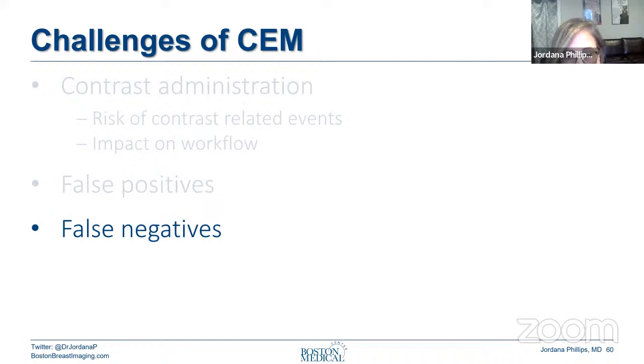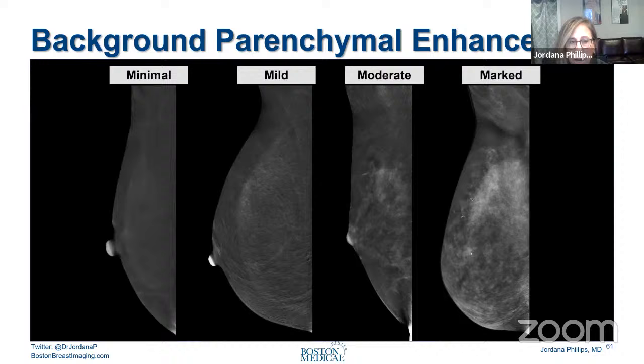Another reason for a false negative has to do with BPE, which is background parenchymal enhancement. So we know from MRI that normal glandular tissue can take up contrast to varying degrees. Same thing happens on a contrast mammogram, and you can see the image all the way on the left is minimal background parenchymal enhancement, where there's almost no uptake of the contrast material, as compared with marked background parenchymal enhancement, which is quite a bit of contrast uptake. So we have the same four categories on contrast mammo as we do with MRI: minimal, mild, moderate, and marked.